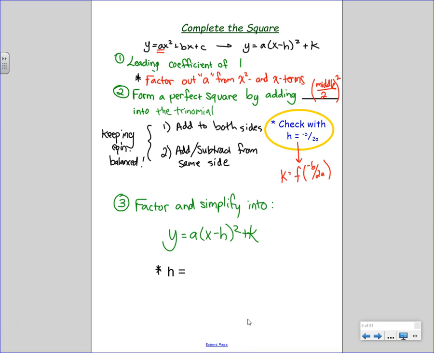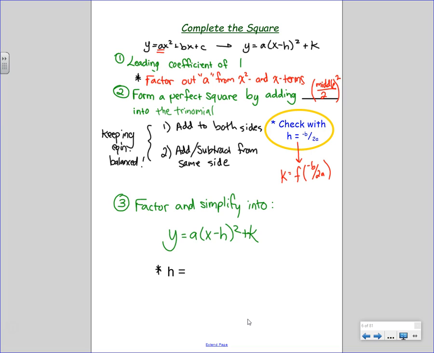Step 1. If you do not have a leading coefficient of 1, if a is anything other than 1, we have to factor that a away from the x terms. Step 2, we have to make a perfect square. That's what this is, a perfect square binomial, or a square of binomials that makes the trinomial. But we have to take the middle term, cut it in half, and square it. I'll model that for you in just a second. But that's what we're going to put into our blank.